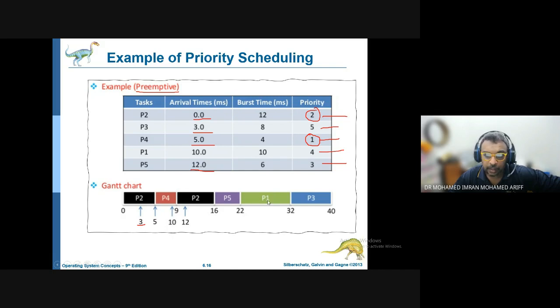P1 arrived at 10 and entered at 22, so its waiting time is 12. P3 arrived at 3 and entered at 32, so it waited 32 minus 3, which equals 29. Okay, so that is the waiting time. So for the average waiting time, add them all up and divide by the 5 processes.